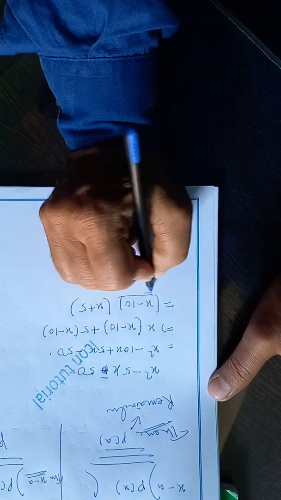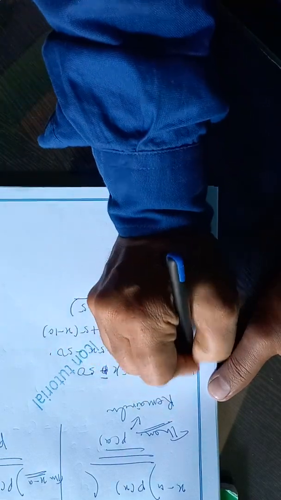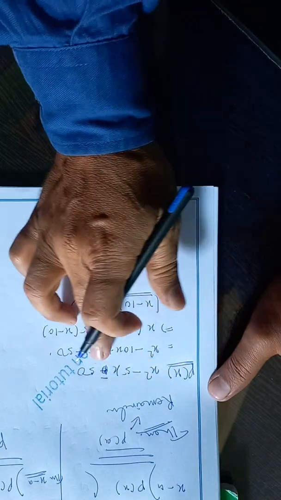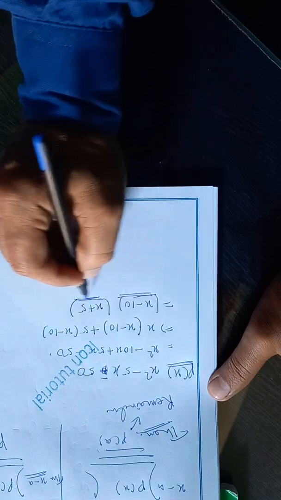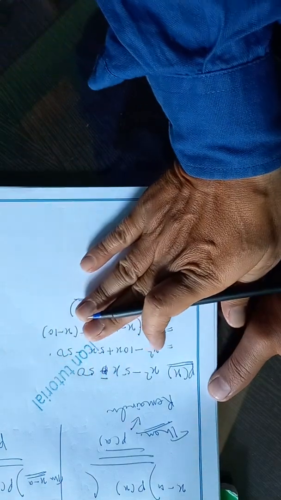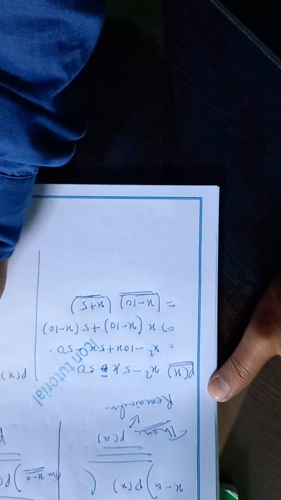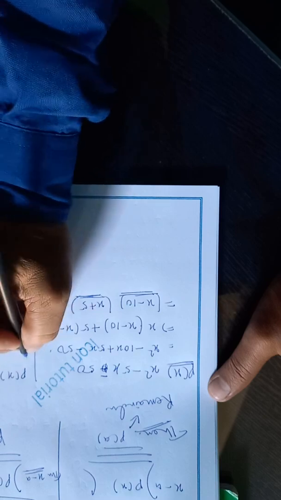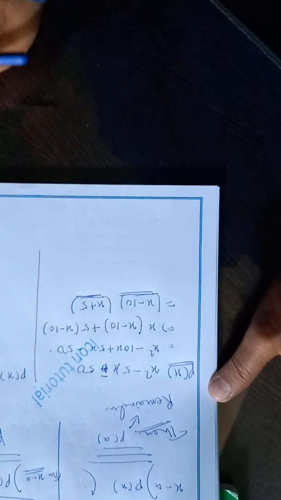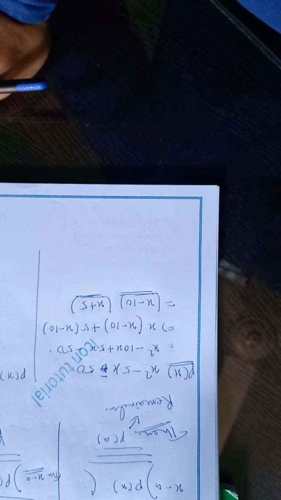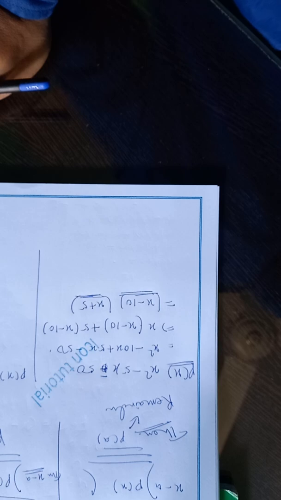Now look here, these are the two factors of this p of x. Let us consider this is p of x, then x minus 10 and x plus 5 are the factors of p of x. But here we don't know what the factor is. By using the factor theorem, you have to try. P of x is given, that is x square minus 5x minus 50, so you try p of 1, p of 2, p of 3, like that. Or if the factor is given, you can find the remainder. Or if the remainder is given, you can find the factor.